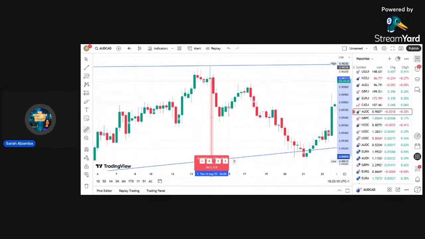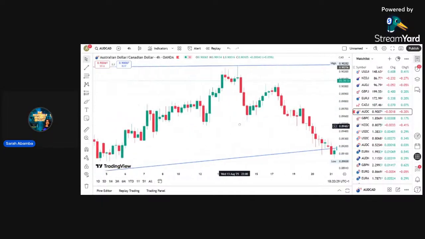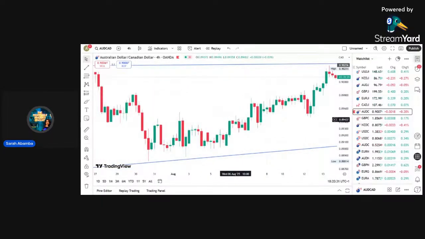100 pips with a standard lot size is $1,000. So if you had held this trade from that beginning to this ending where it reversed up, you would have made $1,000 if you were using one standard lot size. So this is it. Let's look for another example.